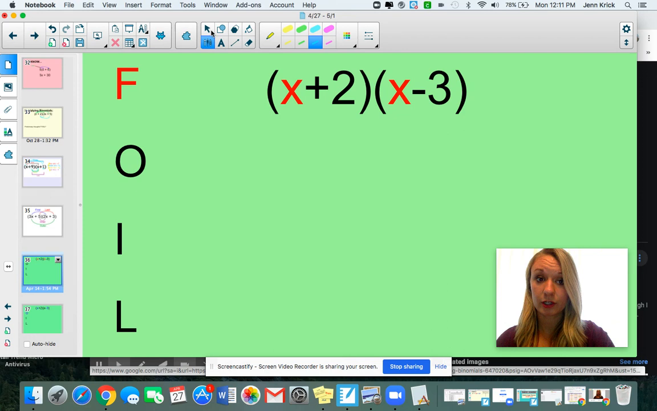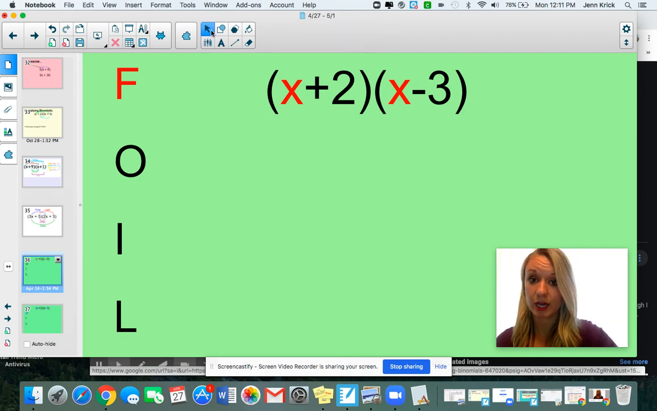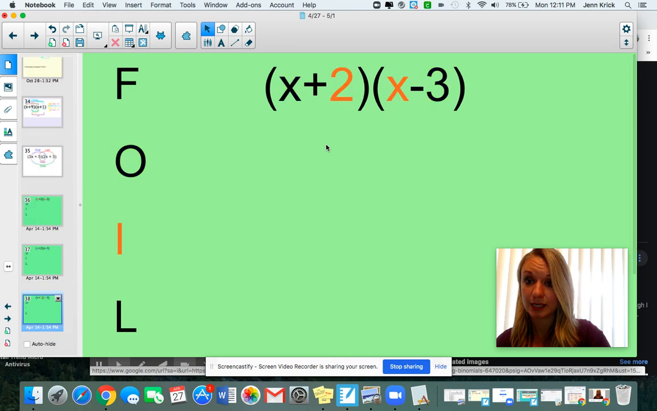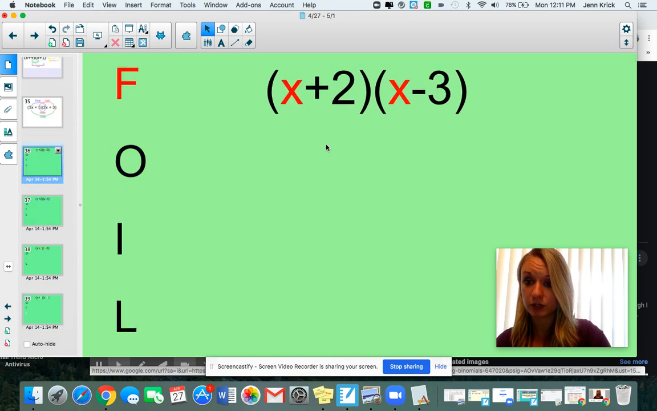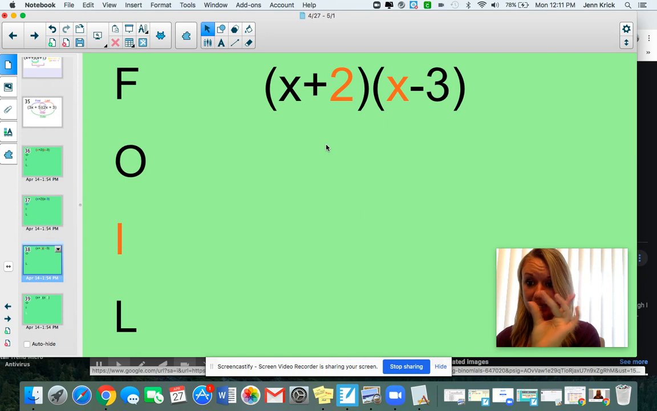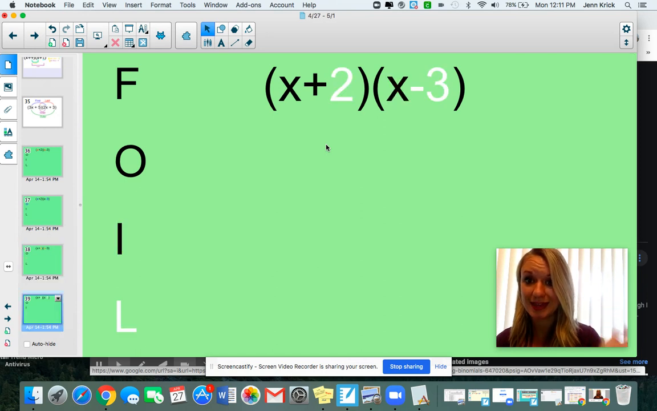So when we walk through FOIL, watch the colors of the binomials here. First, outside, inside, last. Okay, watch that one more time. First terms in the binomials. Outside, the outer terms in your binomials. Inside, the inner terms in your binomials. And then last terms in your binomials.